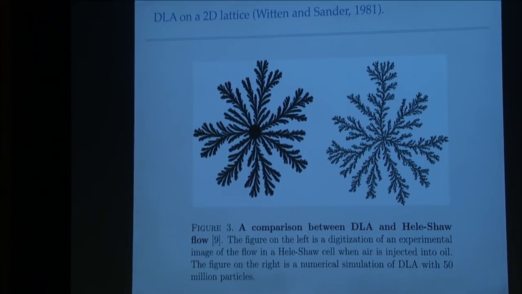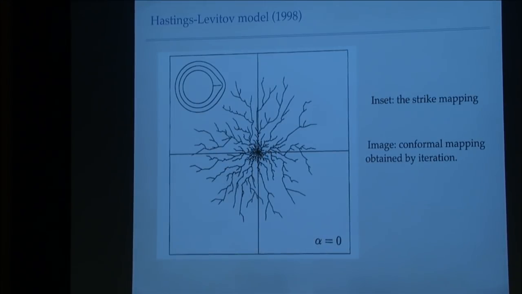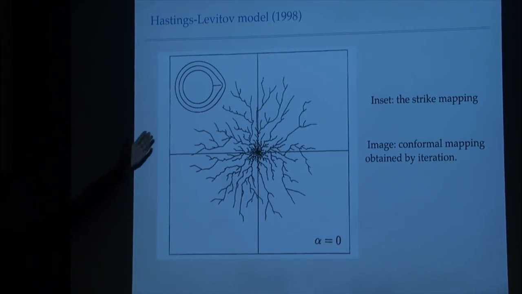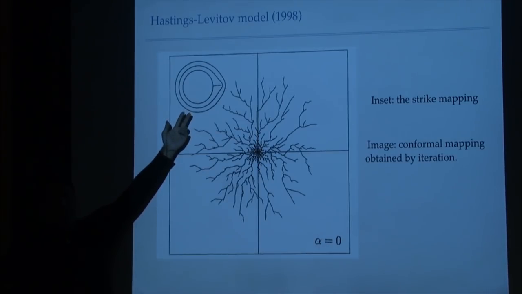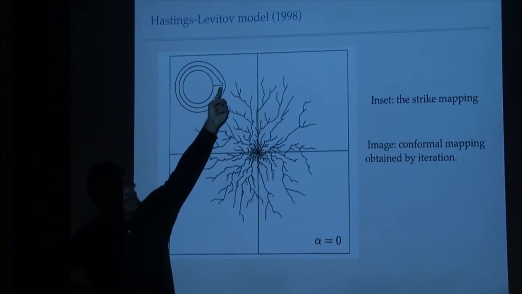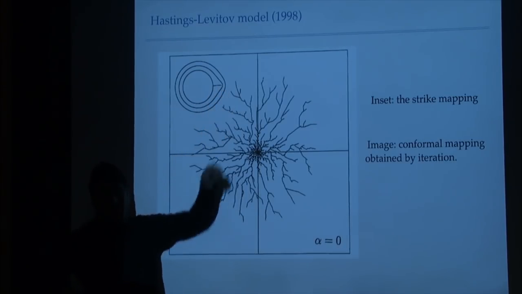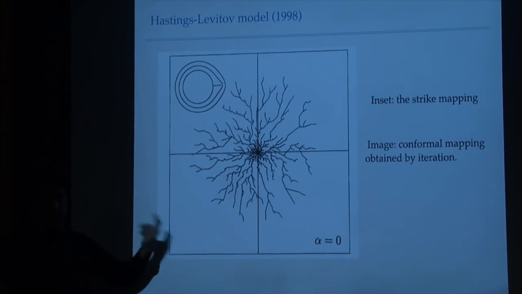A little while after DLA, there was a modification of DLA which connects back with conformal maps. This is called the Hastings-Levitov model. The Hastings-Levitov model is basically a bit like Koebe's proof. What you do is you start out with some elementary conformal mapping. Over here, the elementary conformal mapping is something that takes a disk and adds a spike to the disk. And then you just keep repeating this again and again.